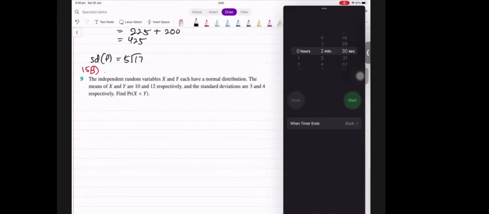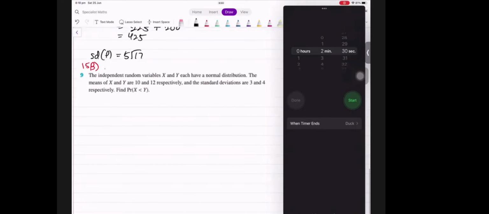So your independent variables x and y each have a normal distribution. Your x has a mean of 10, and your y has a mean of 12. Then they have standard deviations of 4 and 3 respectively. So this would have been 3, this would have been 4.